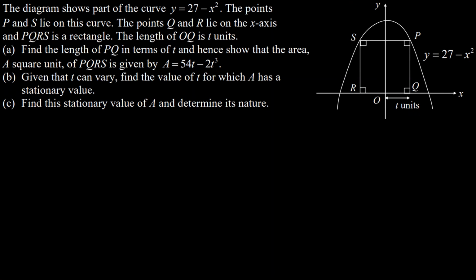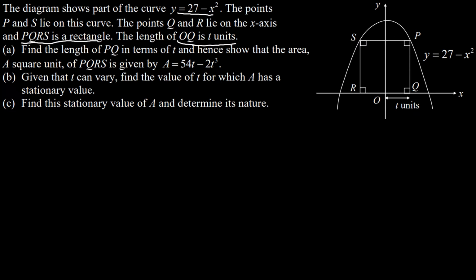Tutorial, we are going to discuss this question, which is written as a diagram of the curve y equals 27 minus x squared. It's a curve equation, and the points P and S lie on the curve. Q and R lie on the x-axis, and PQRS is a rectangle. The length of OQ is given as t units.